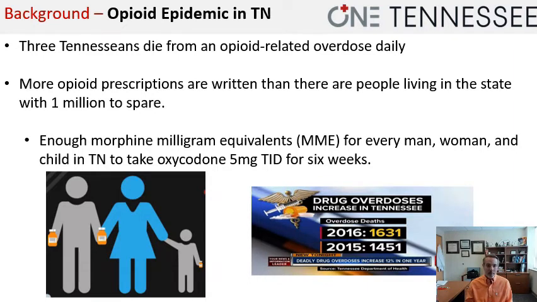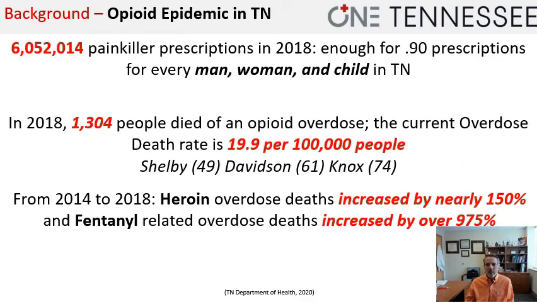So that kind of details how many legal pills were out there prior to the rescheduling of hydrocodone from Schedule 3 to Schedule 2. Looking back a few years into 2018, there were 6 million painkiller prescriptions in 2018, enough for roughly 1 for every man, woman, and child in Tennessee. We've gotten better with the Tennessee Together Act and other legislation at limiting those opioid prescriptions that are available.